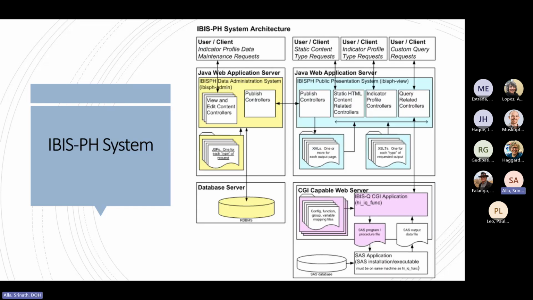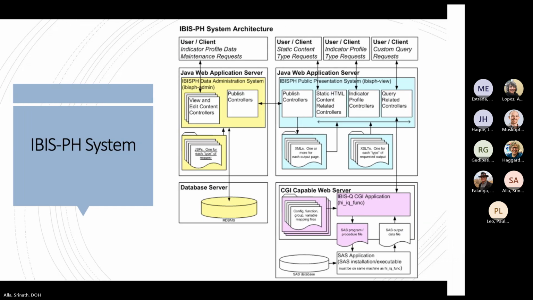Coming to the existing IBIS system, we have three applications in the system. The first one is IBIS admin, then IBIS view, and the IBIS query application. These are the three parts of the main IBIS system.